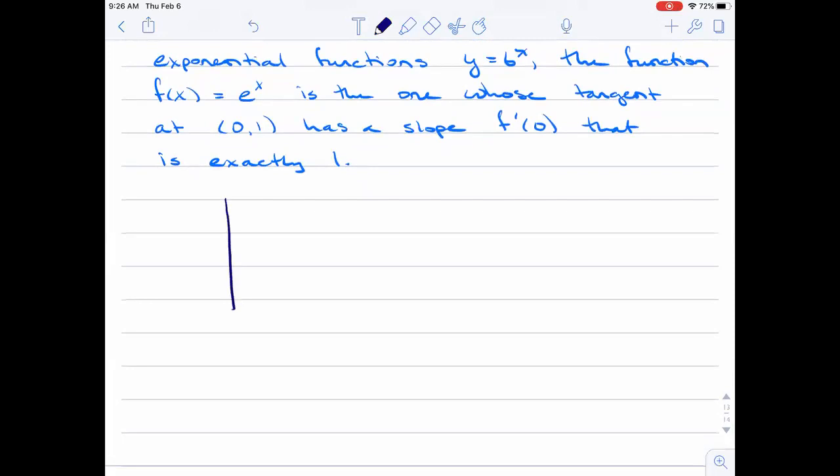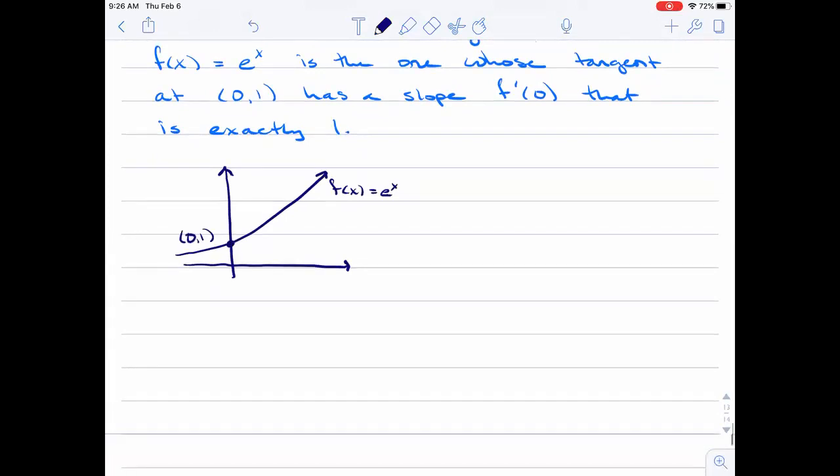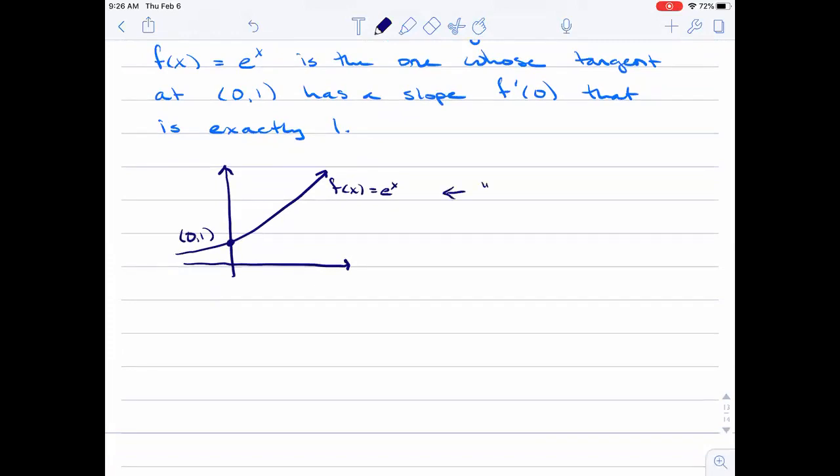Remember that the natural exponential function looks something like this, passing through (0, 1). f of x is e to the x. We know it passes through (0, 1). And this is the natural exponential function.